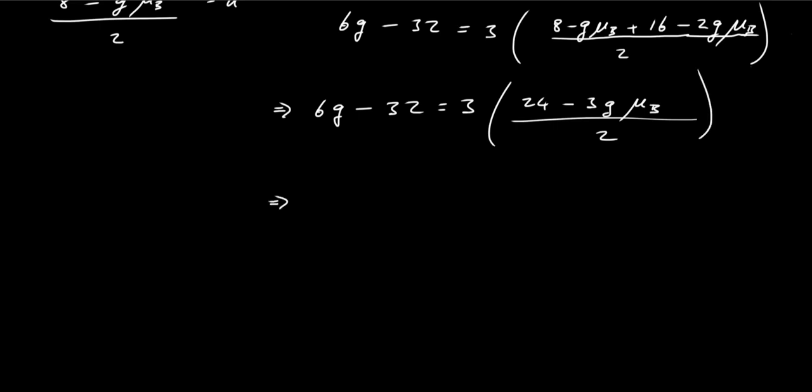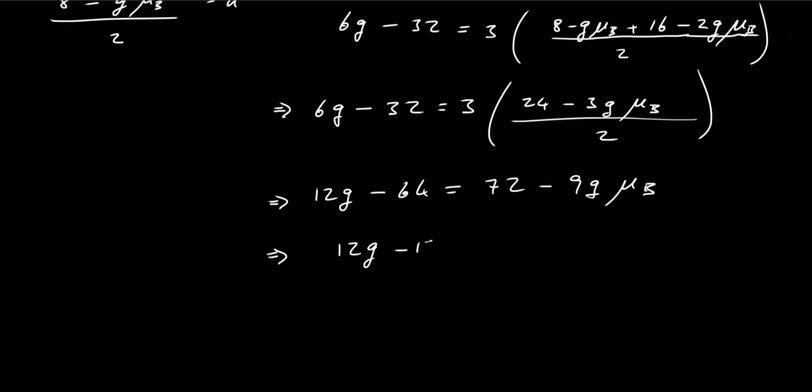We'll multiply everything by 2, so that's 12G minus 64 is equal to 3 times 24, so that's just 72, minus 3 3's 9G mu B. So let's just get mu B on its own. So what I'm going to do is take 12G minus 64 minus 72, that's minus 136. Then I'm going to divide by that minus 9G. That'll leave me with the mu of B here on the right. Okay, so that's really it.